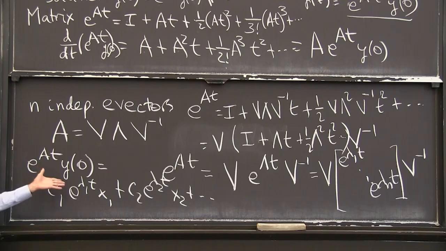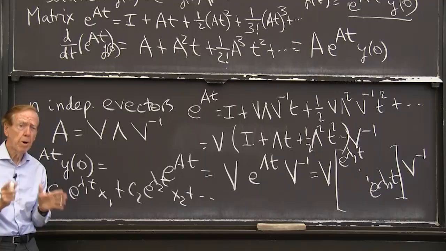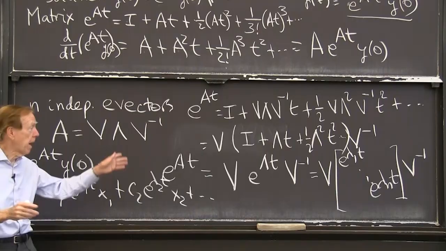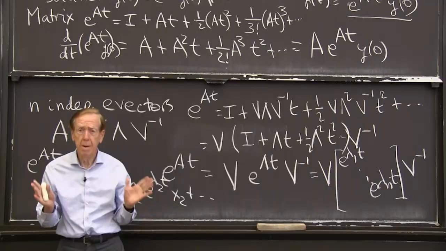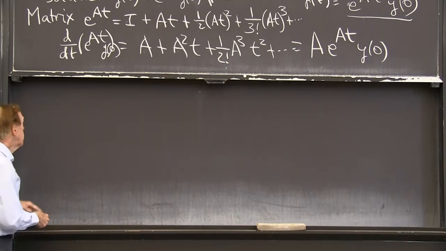Now, can I get something new here? Something new will be, suppose there are not a full set of n independent eigenvectors. e to the At is still okay, but this formula is no good. That formula depends on V and V inverse. So all that is very nice, that's what we expect. But we could have a matrix like this one, A equals, well, here's an extreme case.